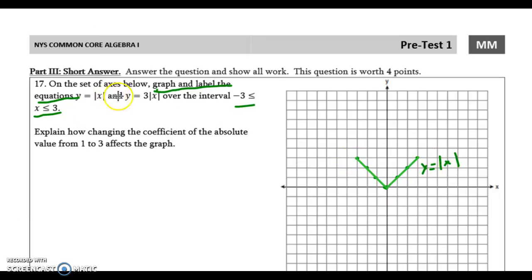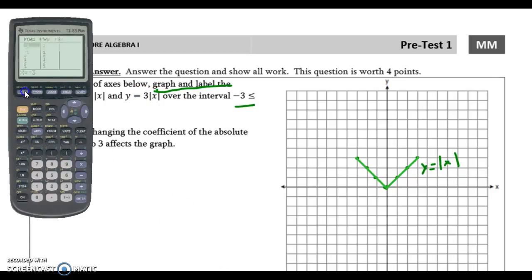The next thing it asks me to do is graph y equals 3 absolute value of x, or 3 times the absolute value of x. So in my calculator, I'm going to change this to, say, times 3. Neat trick in the calculator, I press second INS. I'm going to insert a 3 here. And I'm also going to insert a times here. So 3 times absolute value of x, that's what this is.